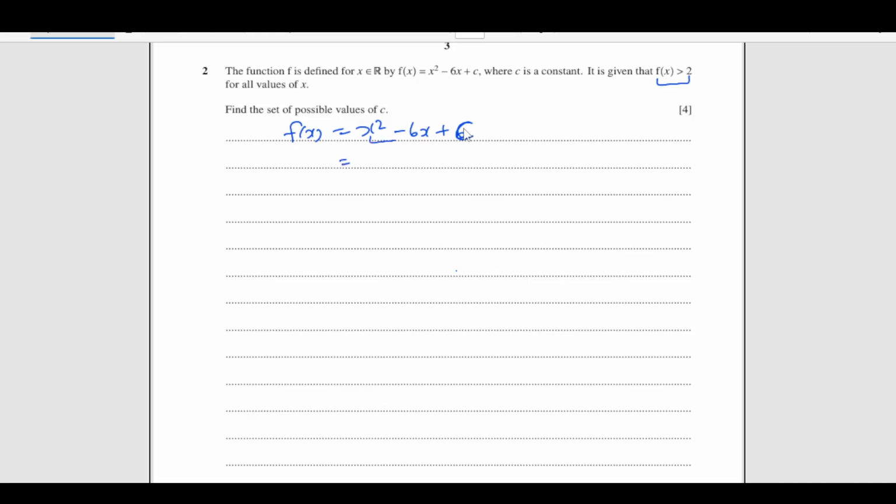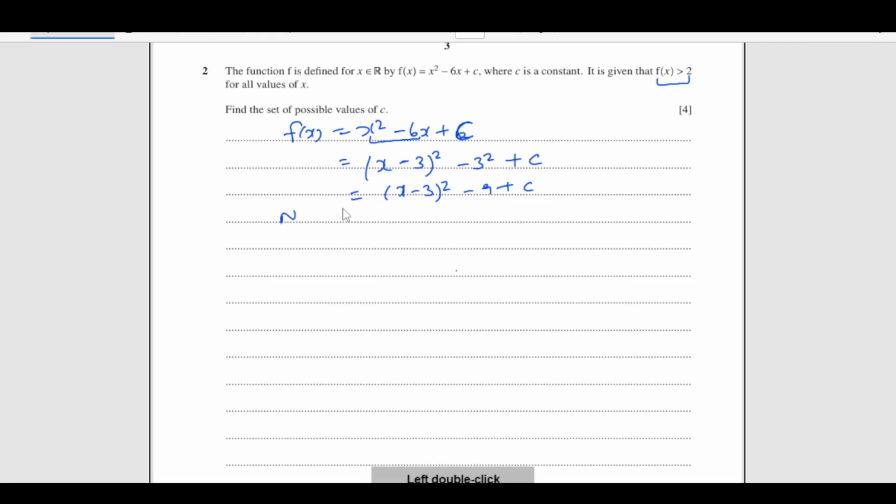So for the completed square, I will take this one. This is x minus half of the coefficient of x, that is 3, and whole square. Then again the extra that we will have comes from 3, so that is minus 3 squared plus c. So what do we have now? We have (x minus 3) squared minus 9 plus c.